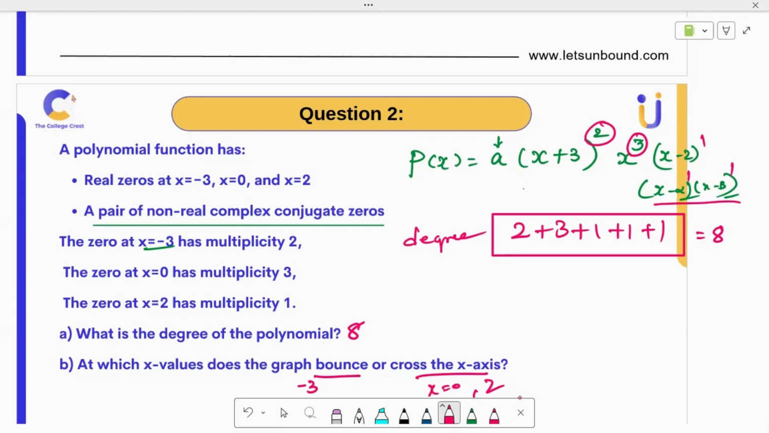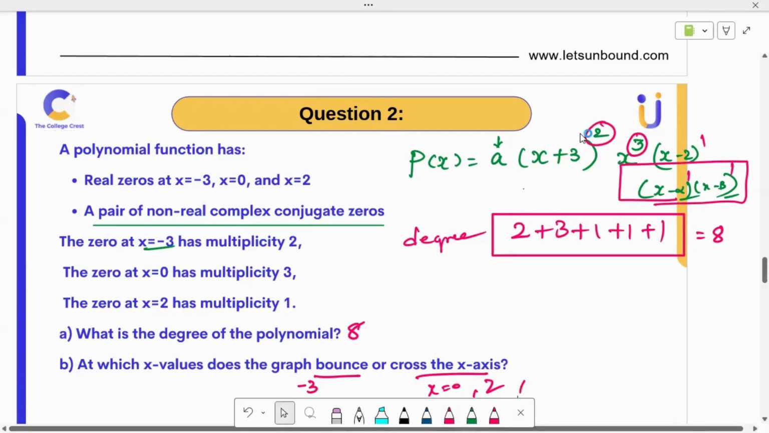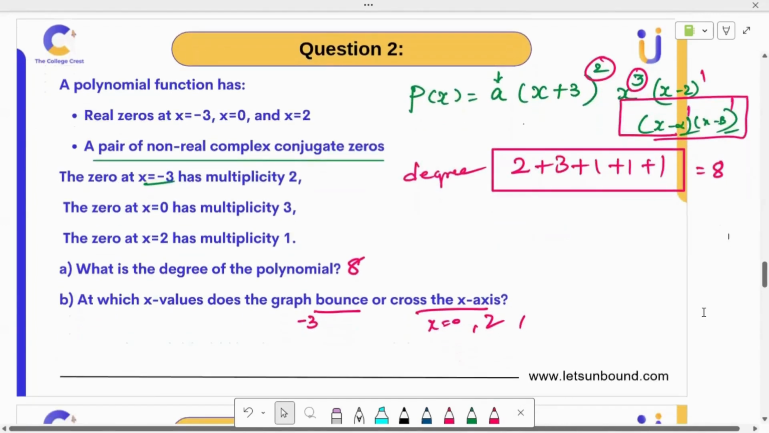Okay, what happens here with these complex zeros? The complex zeros are not visible to us, right? They won't be visible in our 2D graph, that normal real coordinate plane graph. Okay, they will be invisible. Correct. So that's it, question 2.